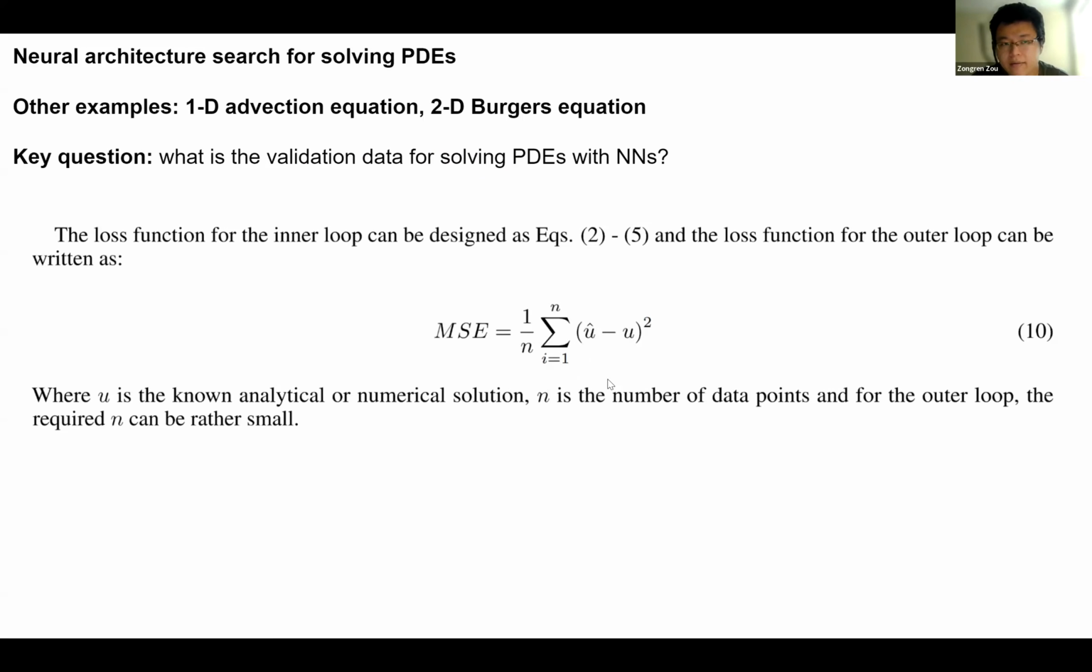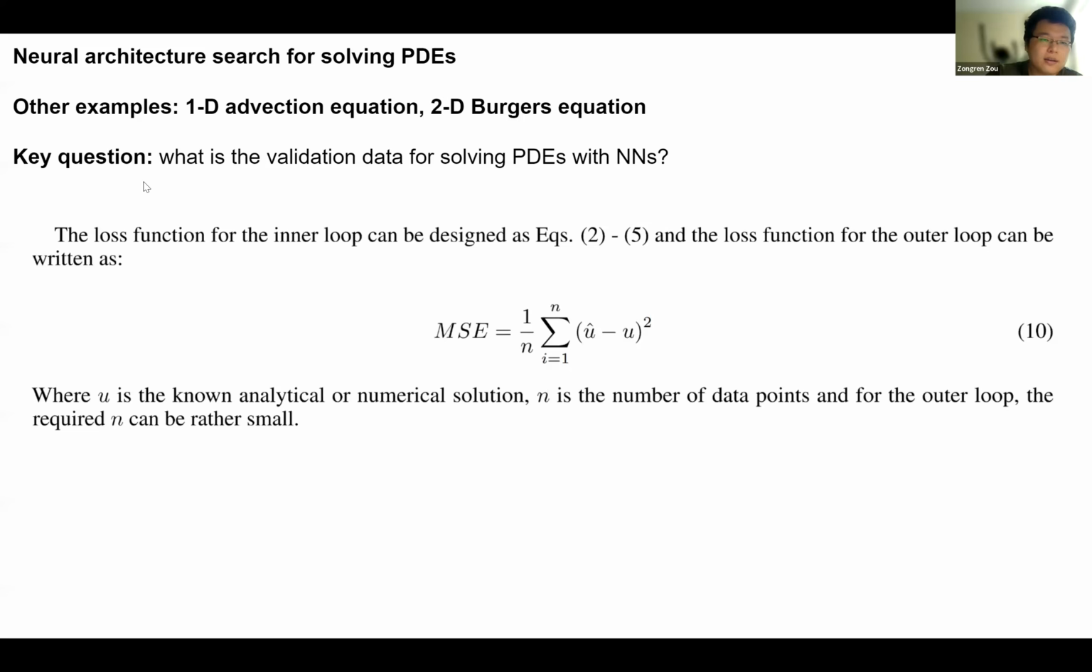They also have other examples such as the 1D advection equation and also the 2D Burgers equations. I don't have them here in the presentation, but the results are similar. NAS-PINNs are able to find the best architecture, meaning the architecture that has the lowest L2 error.